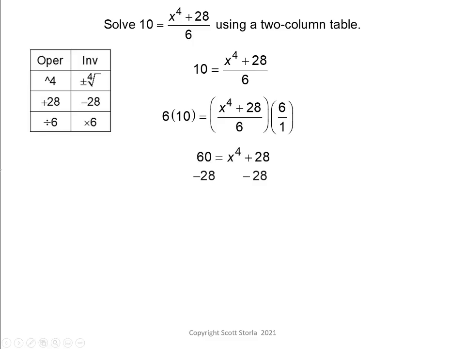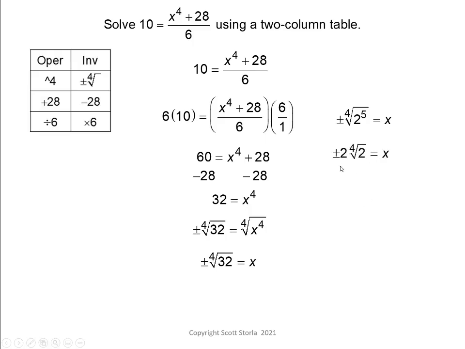I'll move up a row and subtract 28 and simplify. I'll move up a row and take the fourth root of both expressions, remembering to find both the positive and negative answers. And then I'll simplify. Last, I'll try to simplify my root. 32, if prime factored, is 5 factors of 2, so that can be written as 2 to the 5th. Then for the base of 2, 4 goes into 5 once with a remainder of 1. And here's my final result.